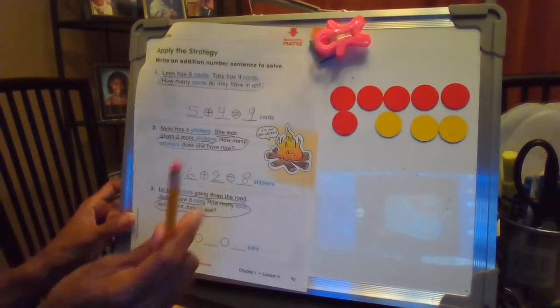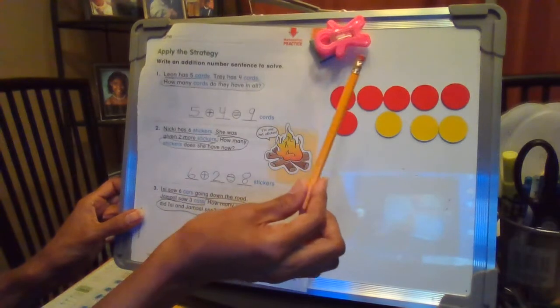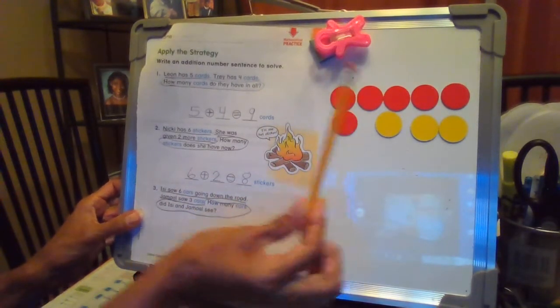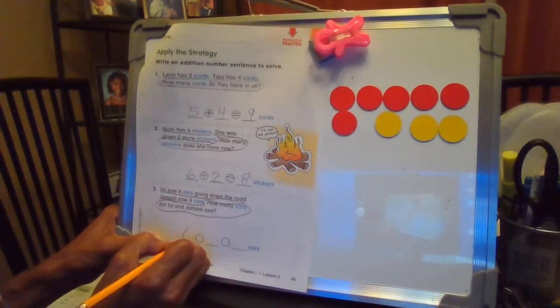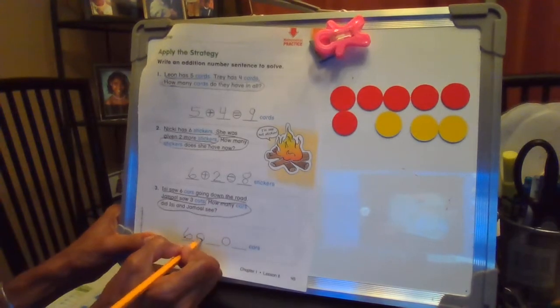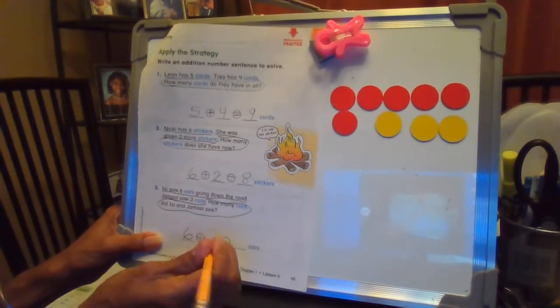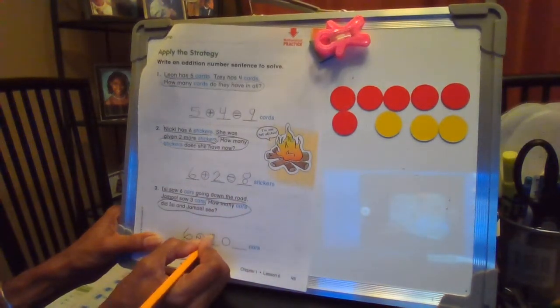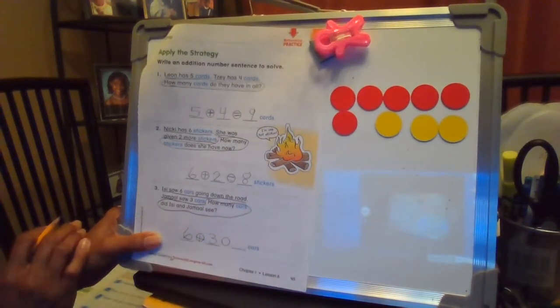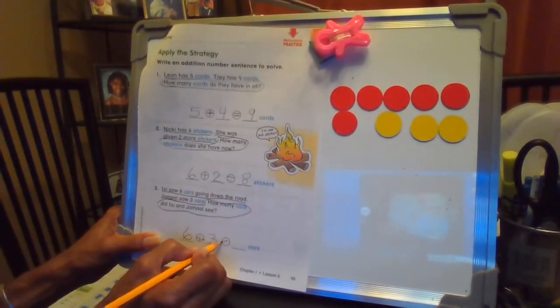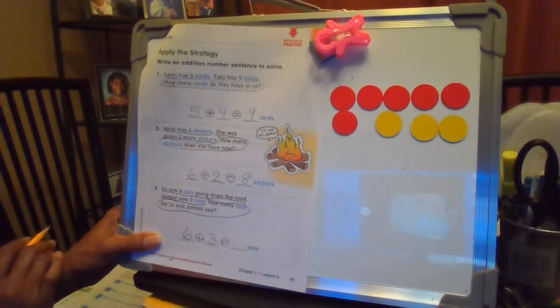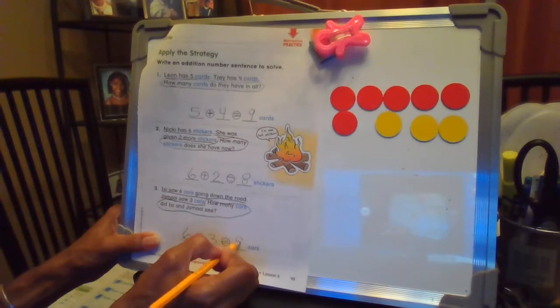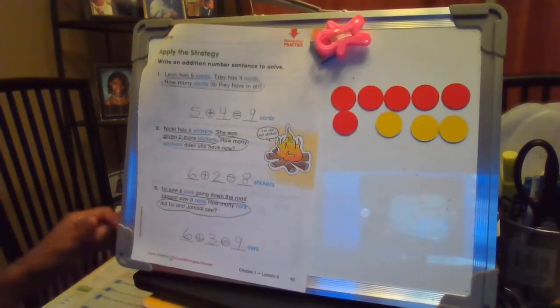So let me write my number sentence. Icy saw 6, so I'm going to write 6 plus the number of cars Jamal saw. 1, 2, 3. I write 3. Put my equal sign in this second circle. And how many did they see in all? 9. So I write the number 9. Okay.